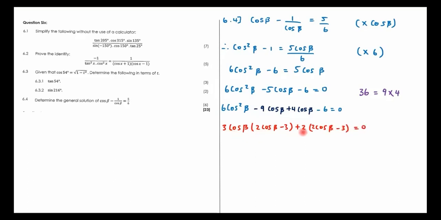So now I have two terms, so that 2 cos beta minus 3 becomes the factor of those two terms. Then I'm left with 3 cos beta with the first term, and then the second term I'm left with plus 2 equals to 0. So it means here I've factorized. So the first one is going to give me cos beta equals to 3 over 2, and then the second one is going to give me cos beta as minus 2 over 3. Alright, so we have two general solutions that we need to do here.